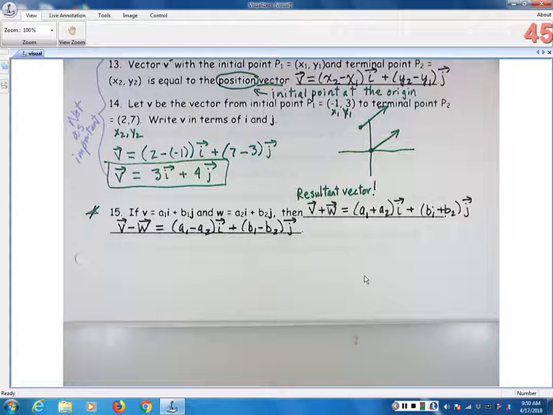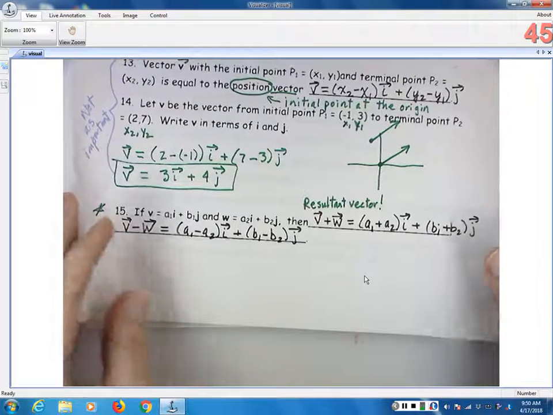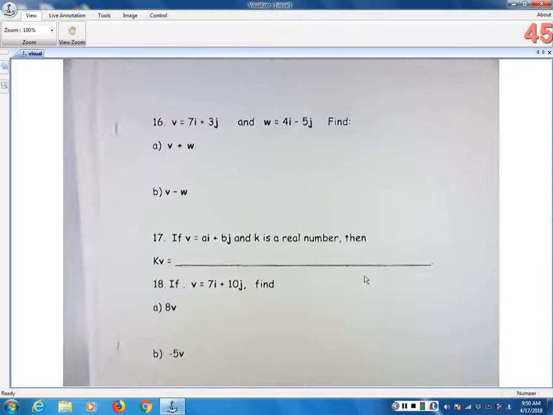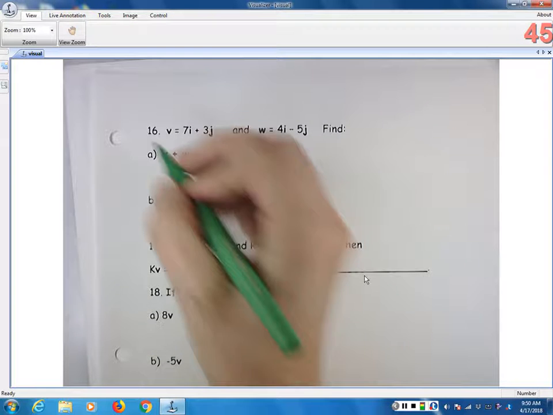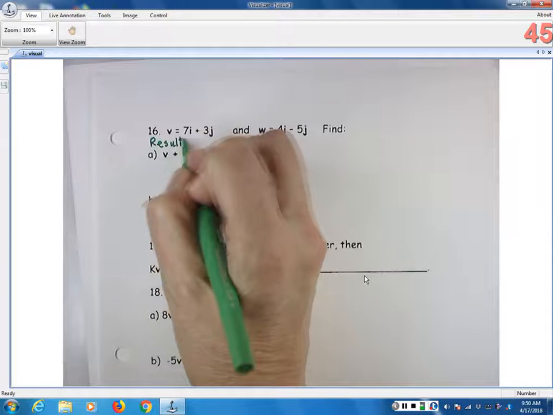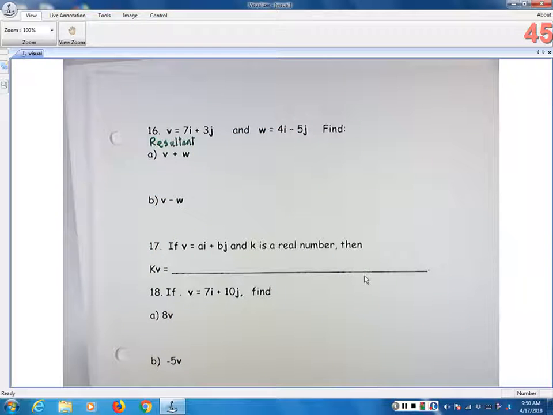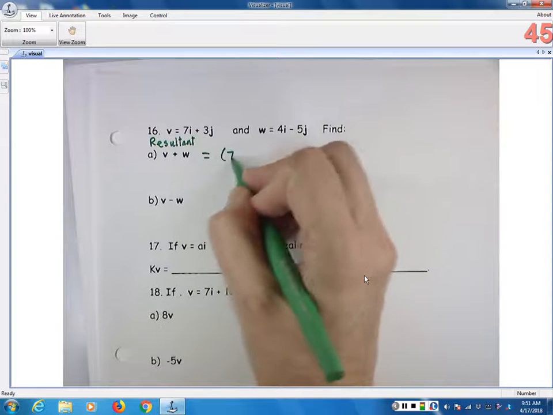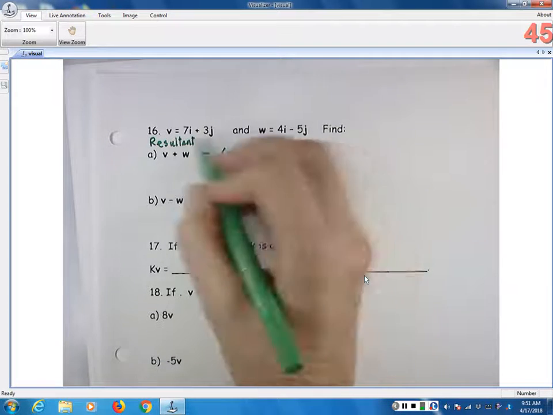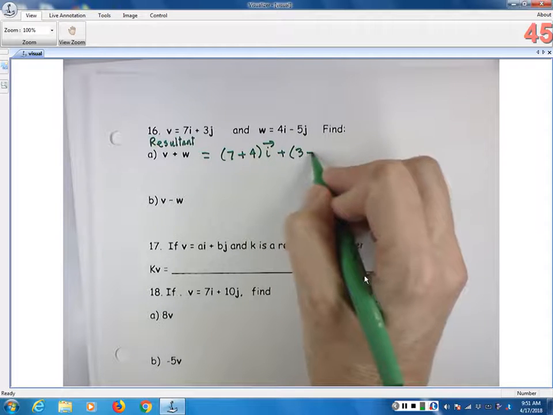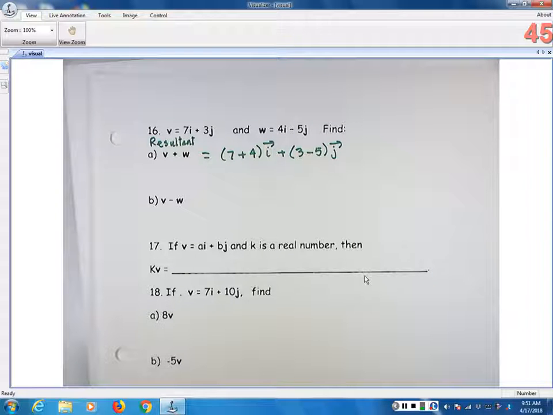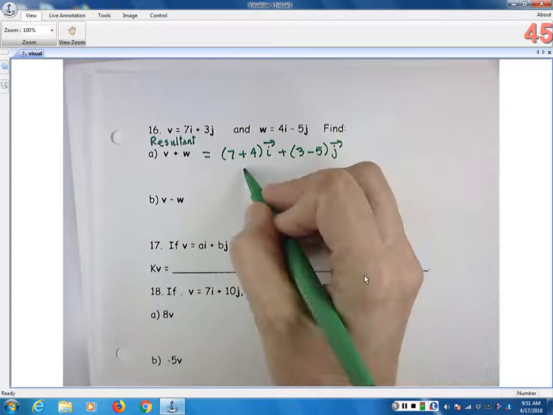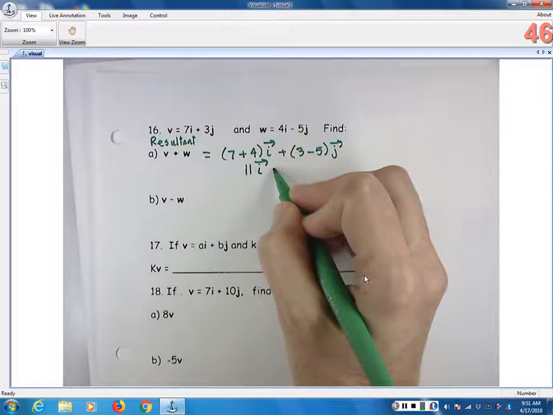So this is the important part, to get to the examples that were on the last page. They look like horribly, horribly long notes, but it's a lot of definitions. I'm trying to tell you what's important here for you to know. So, if you're given two vectors, can you find the resultant? I'm just going to use that word. Yes. You're just going to take 7 plus 4 and 3 minus 5. You're just going to add those together. It's just like terms. 11i minus 2j.